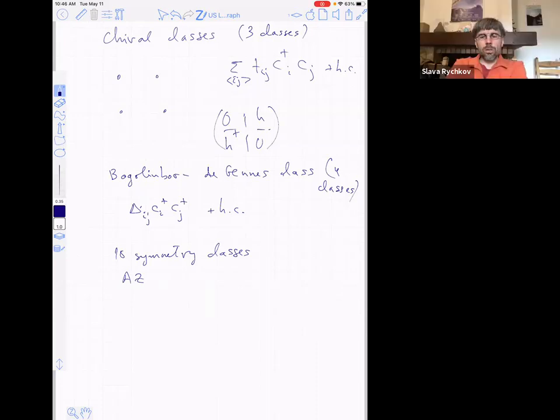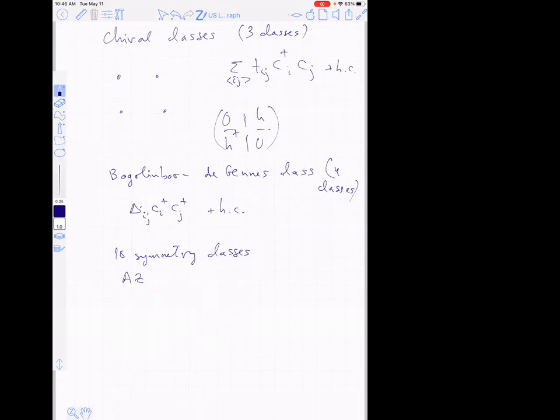Yeah, just a question. For the chiral and Bogoliubov classes, I can see the connection with the Anderson localization problem that you started with, but what do these random matrices have to do with Anderson localization? I don't understand. Can you comment? Oh, okay. Why do you put all this together somehow?